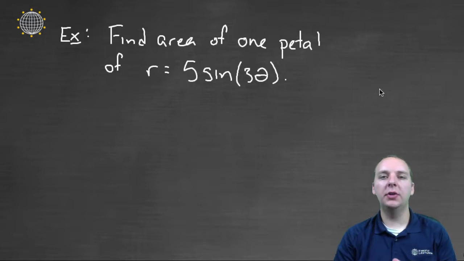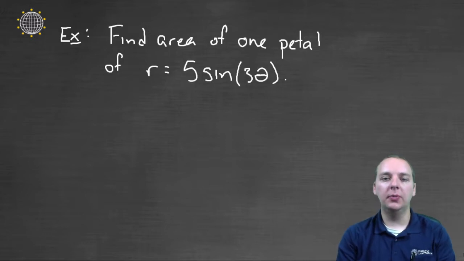In this example, we want to try to find the area of a polar region. This is a very popular question. They'll give us a rose curve and they'll ask us for the area of one of the petals of this rose curve. So our function is r equals 5 sine 3 theta.